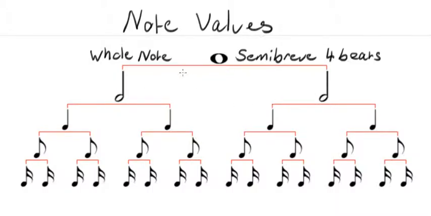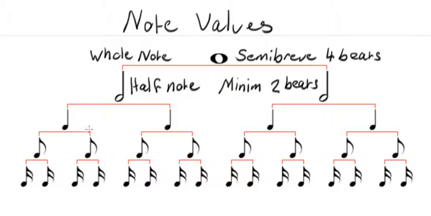Underneath that, we have the next note, which is called a half note. It's called a half note because 2 of these notes fit into one of these whole notes. We can also call them a minim. Minims are worth 2 beats.